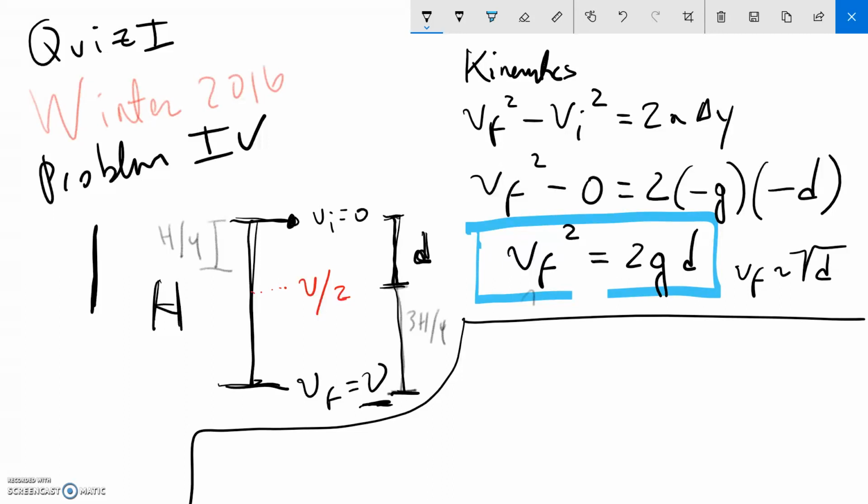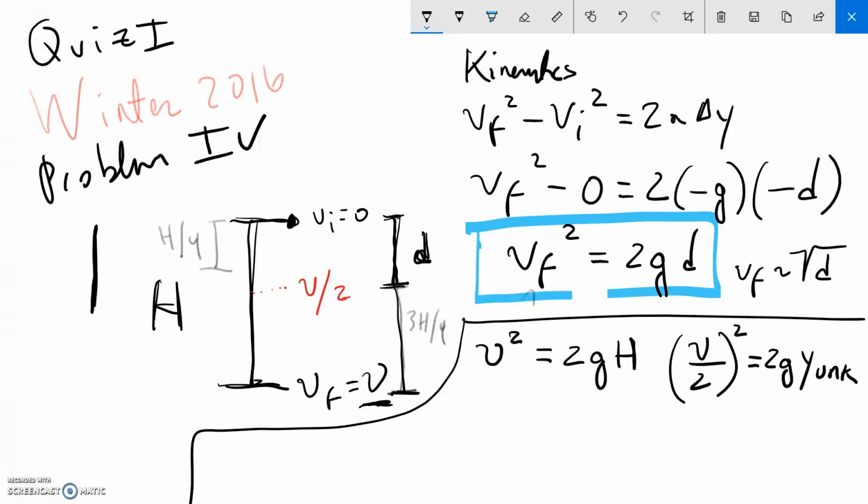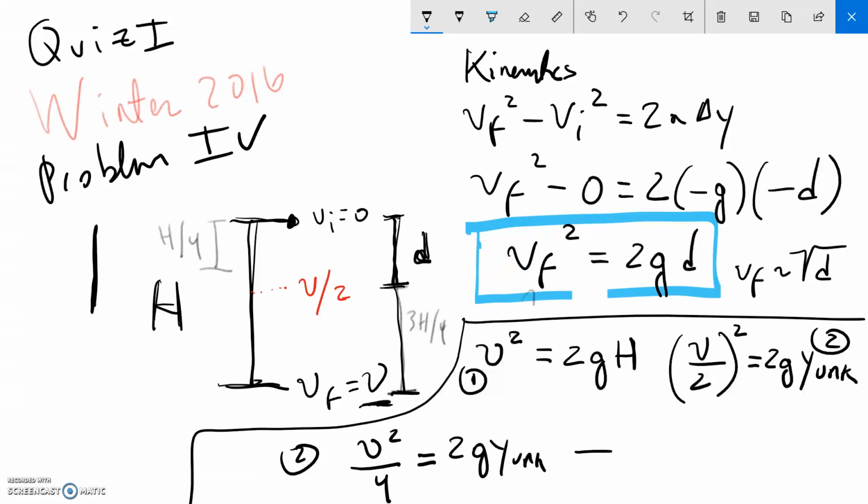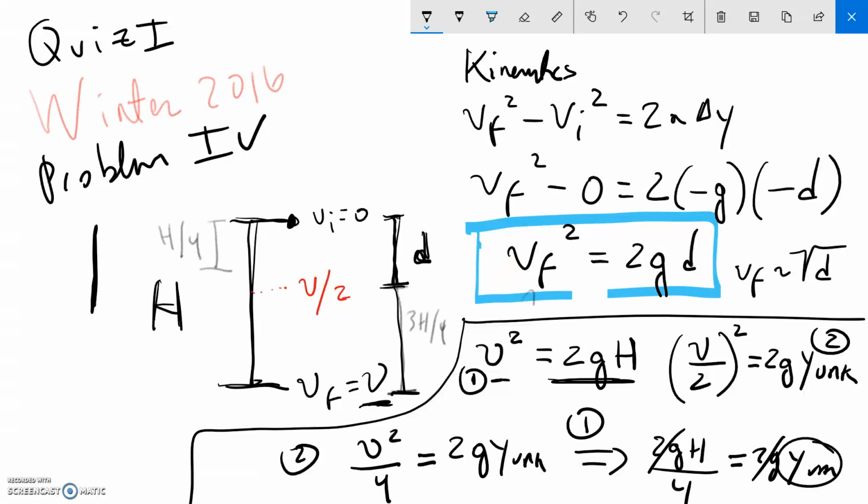And the way you do it is the following. You know that you pick up v squared when the distance traveled is the whole h. And what you're interested in is you have v over 2 when you have some unknown y. Call the first equation 1, the second one 2. From the second equation, I get that v squared over 4 is equal to 2g y unknown. But if I combine it with 1, and I know that v squared equals 2gh, I get 2gh over 4 is equal to 2g y unknown. You cancel these two, and you get that y unknown is equal to h over 4.